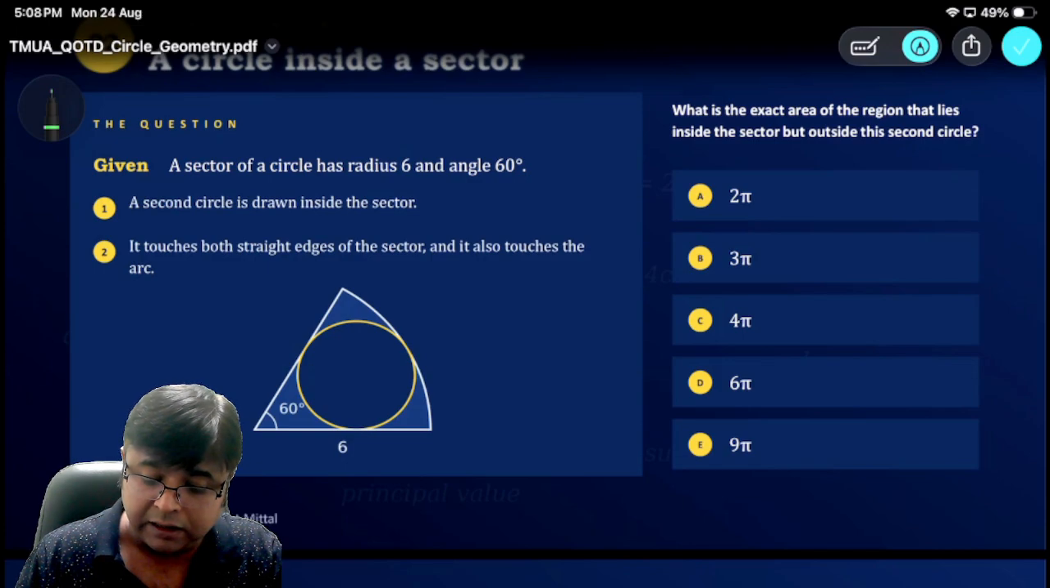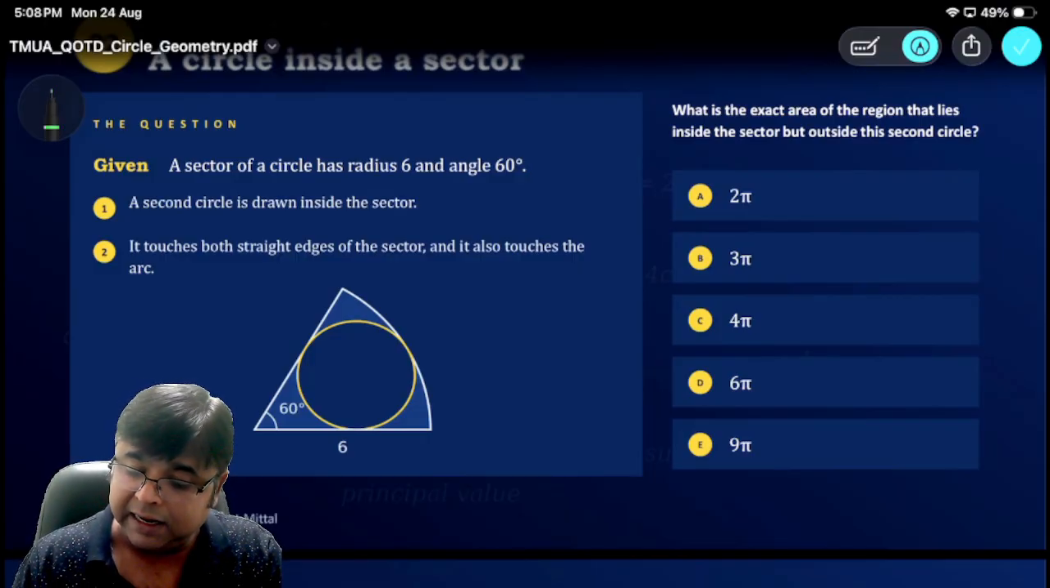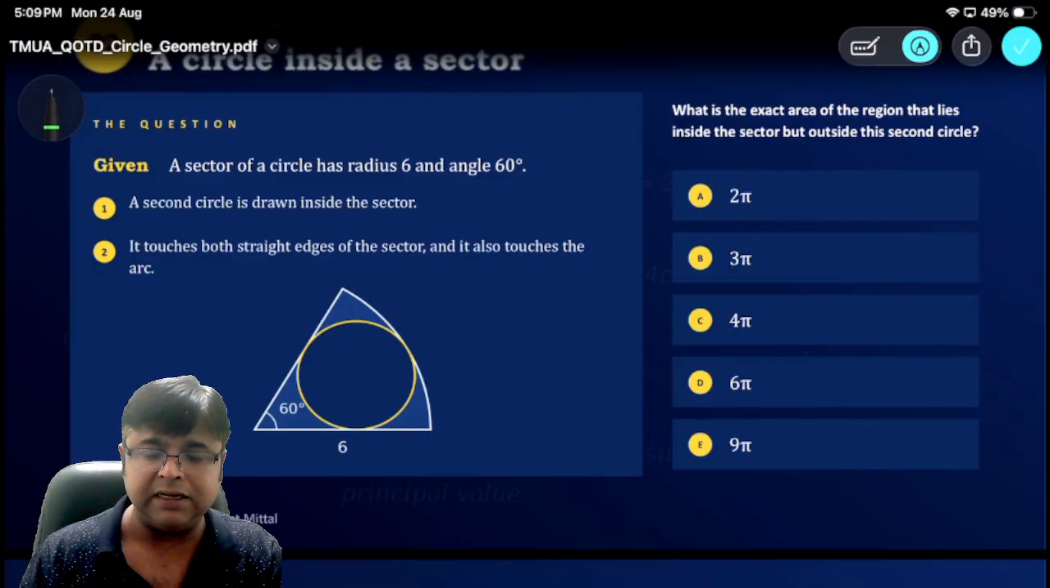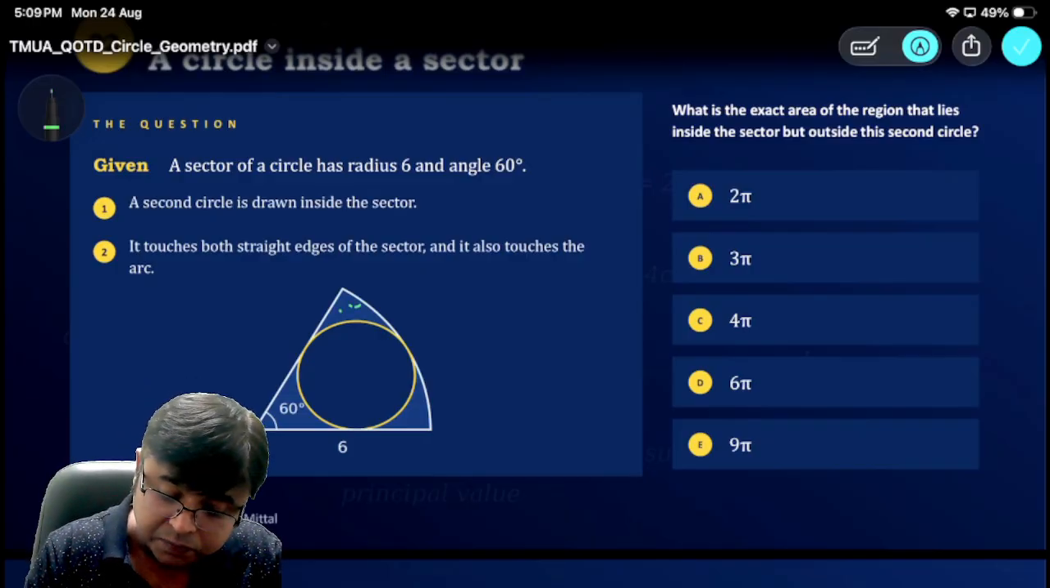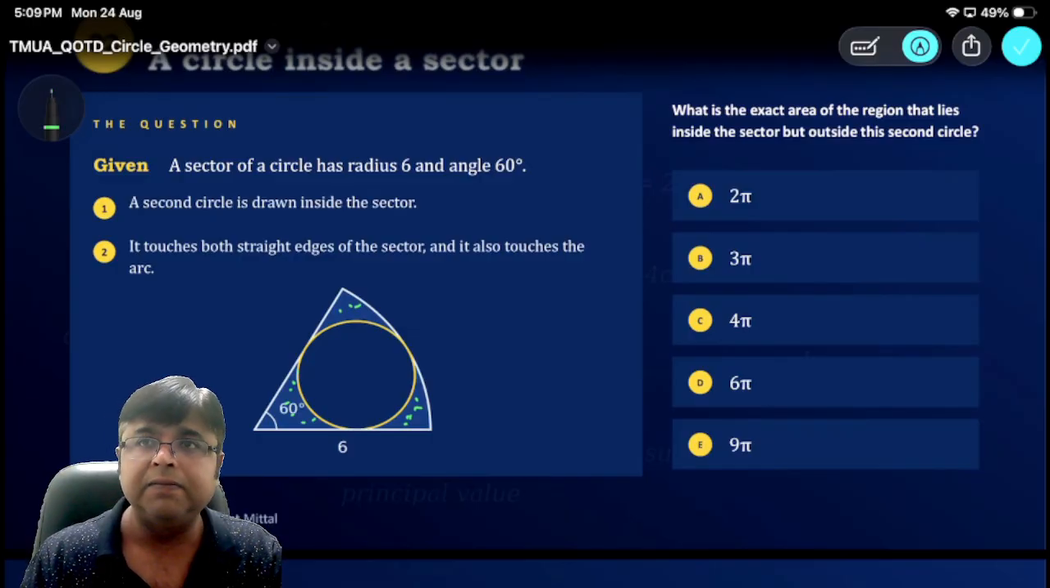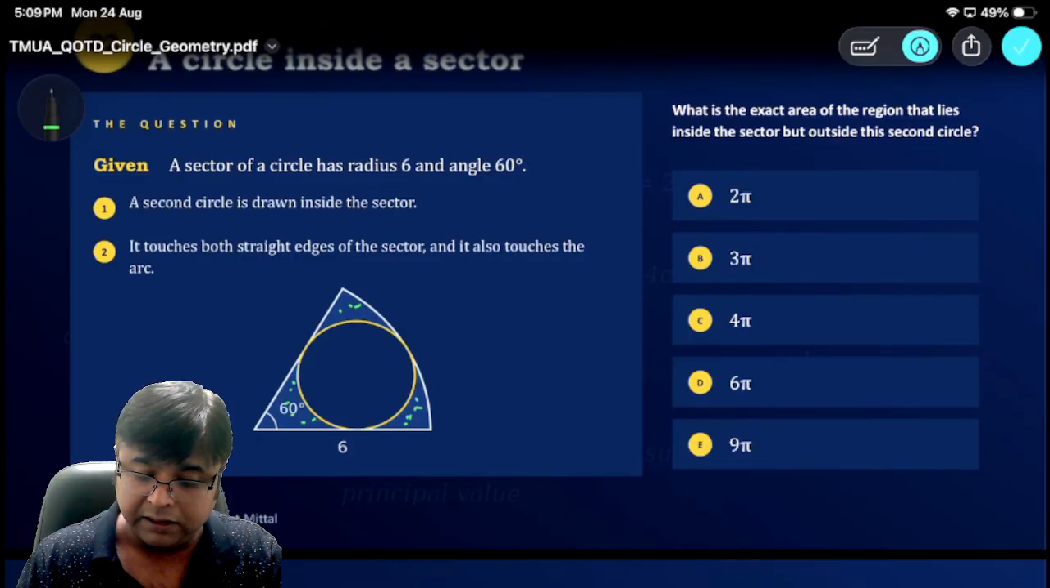It touches both straight edges of the sector and also touches the arc. As the figure is given, what is the exact area of the region that lies inside the sector but outside the second circle? That means they're talking about this area, right? So that means area of sector minus area of the inscribed circle.